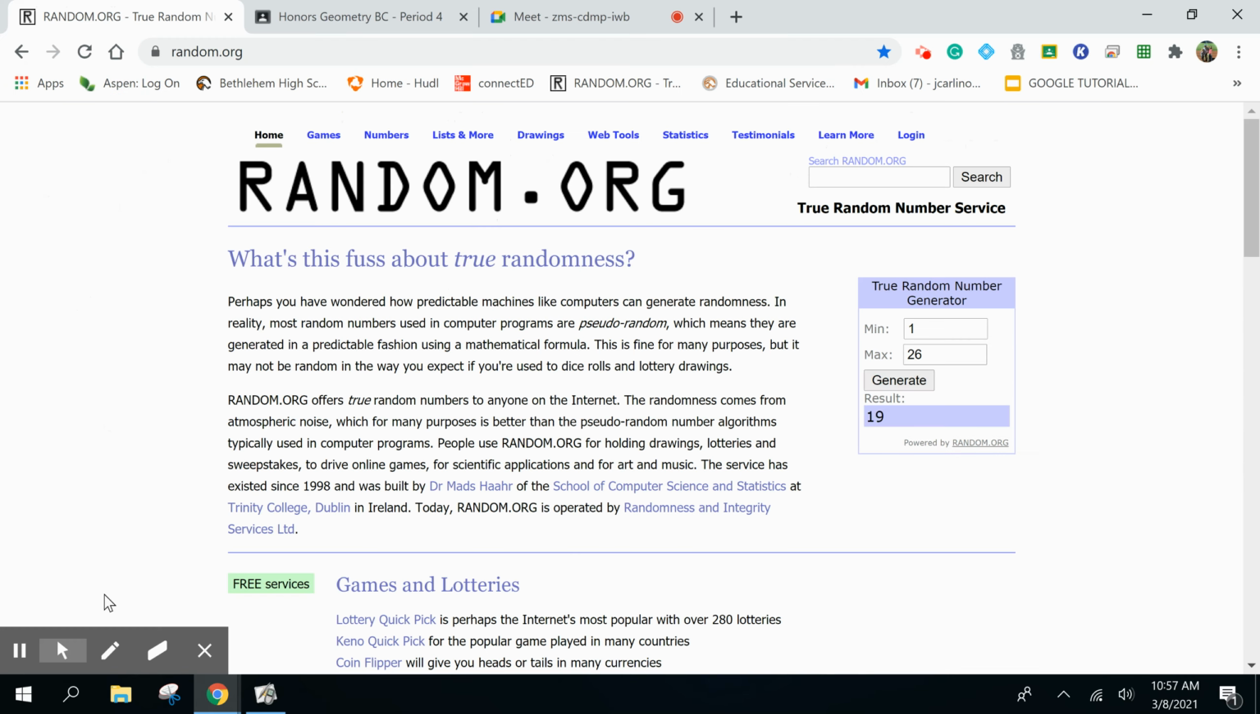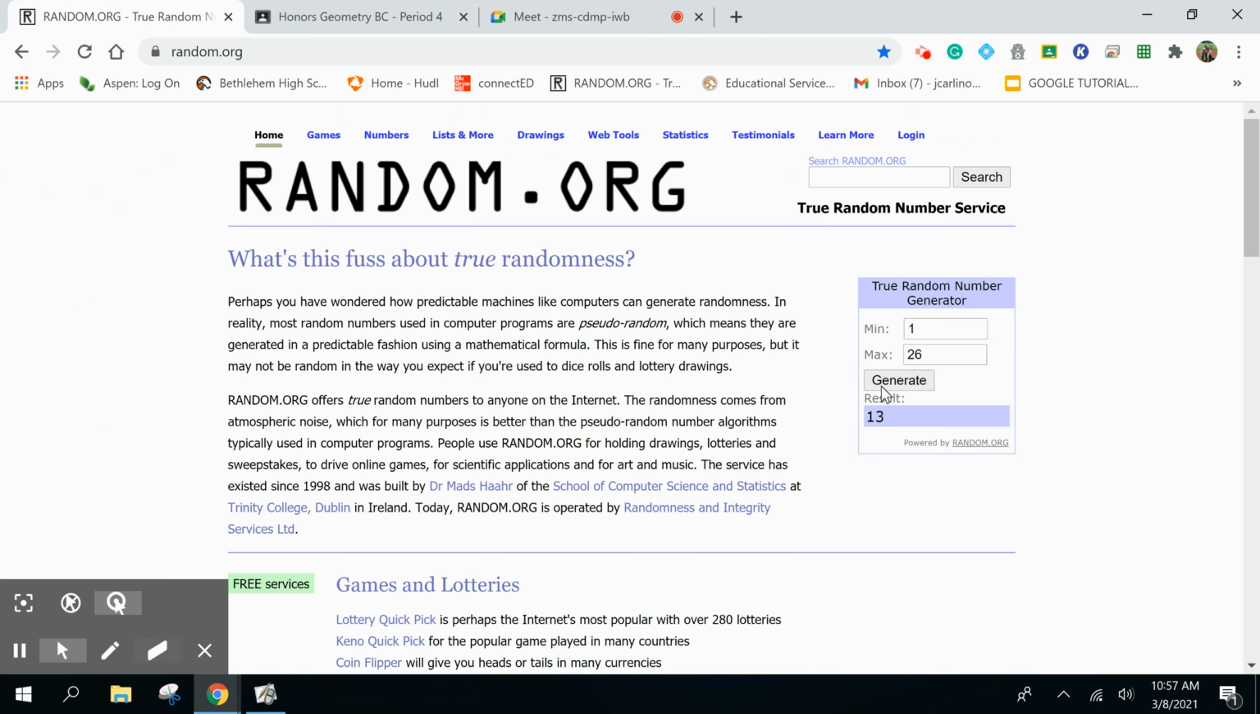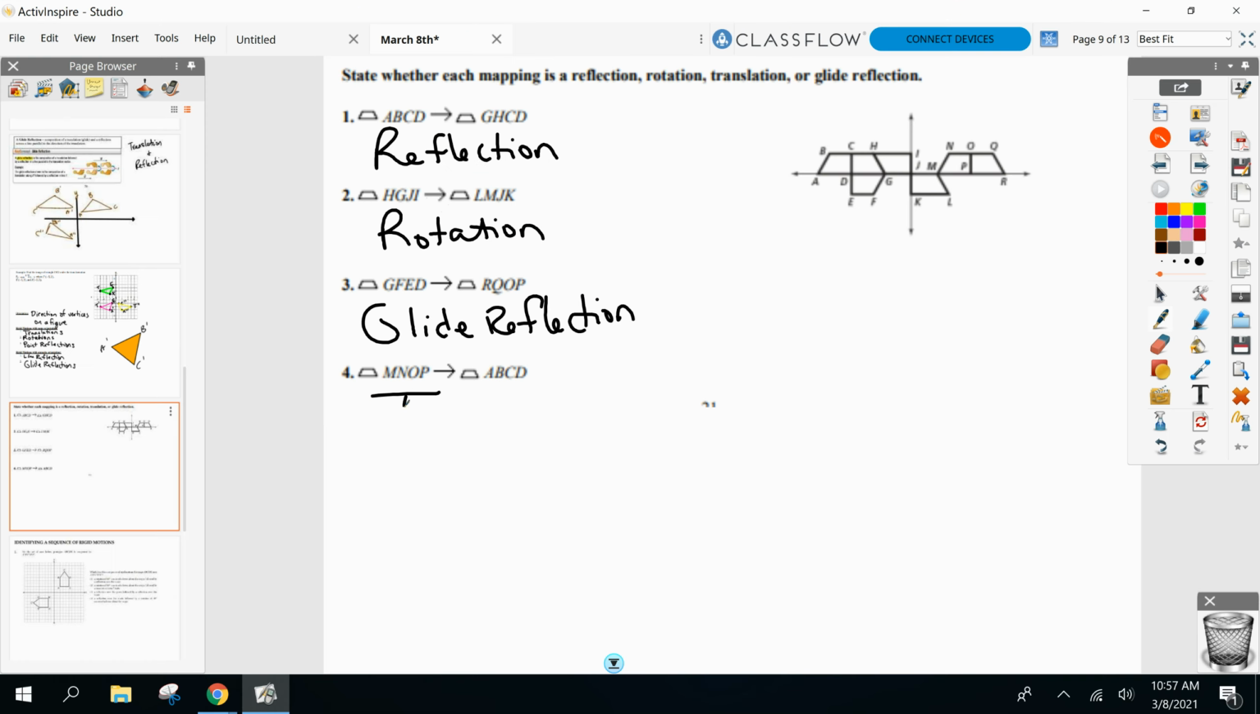3, doing a good job, guys. What's 3 look like now? Here we go, Sophia. That is indeed, good work, glide reflection. That is a glide reflection. And finally, number 4, how did I get one on top of the other? Here we go, Audrey, what do you got? Translation. Yep, just slide that figure right on top. Perfect.